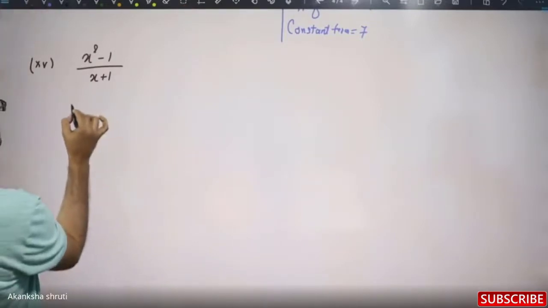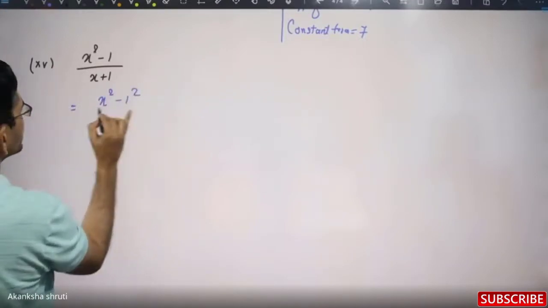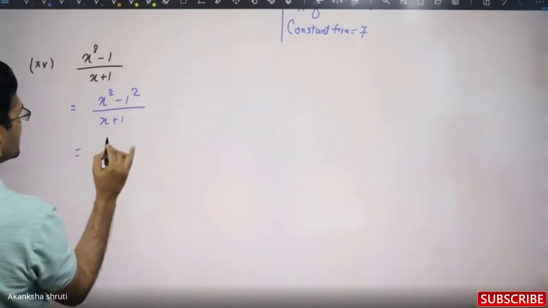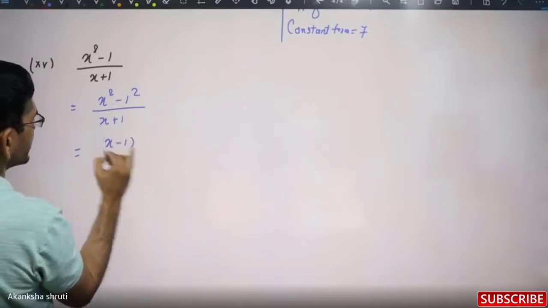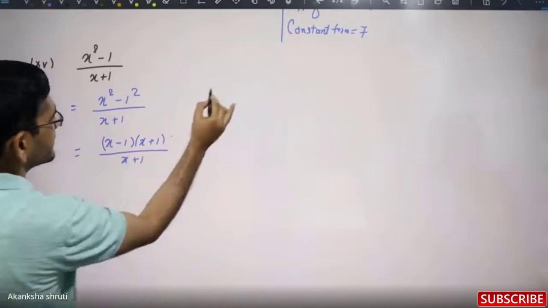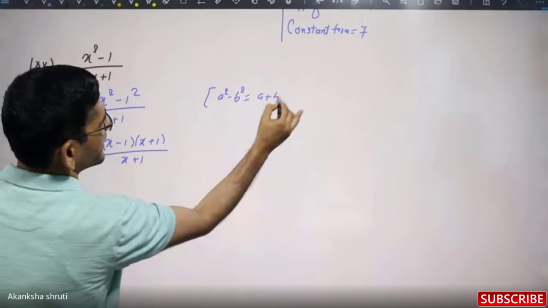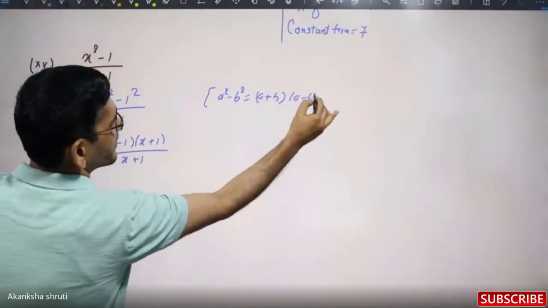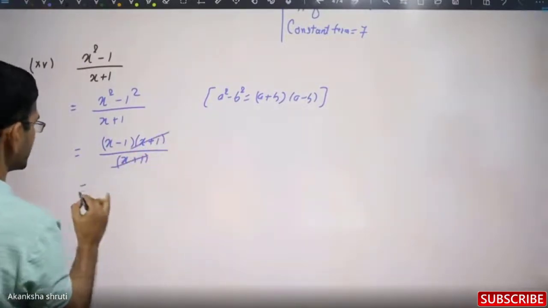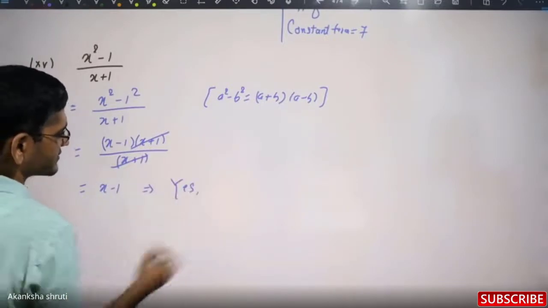So students, what is the numerator? This can be written as x square minus 1 square, as 1 square is the same as 1, by x plus 1. This can be written as x minus 1 into x plus 1 by x plus 1. Why? We know the identity a square minus b square gives us a plus b into a minus b. This denominator term is getting cancelled entirely, so it is x minus 1. This implies it is possible, yes.